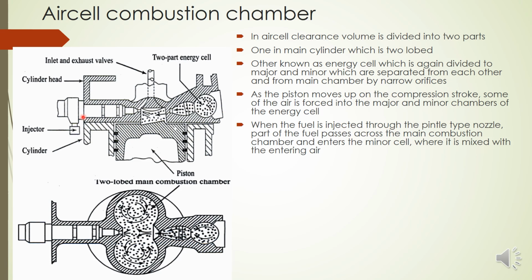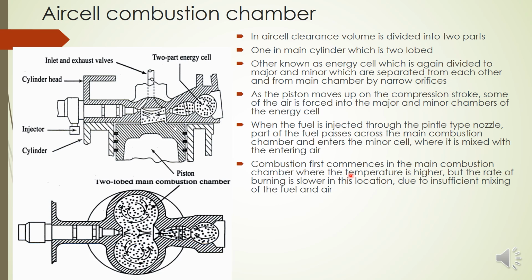Then the fuel is injected through the spindle type nozzle across the main combustion chamber, and it passes across the main combustion chamber and enters the minor cell. After passing through the main combustion chamber, it will enter the minor cell, where it is mixed with the air inside.